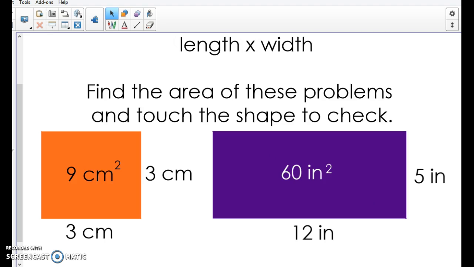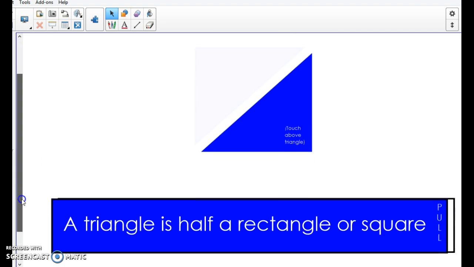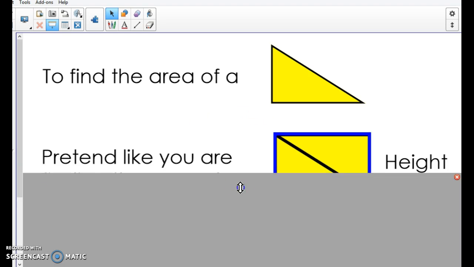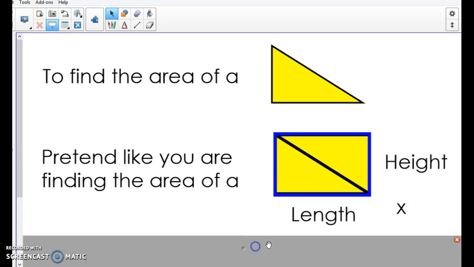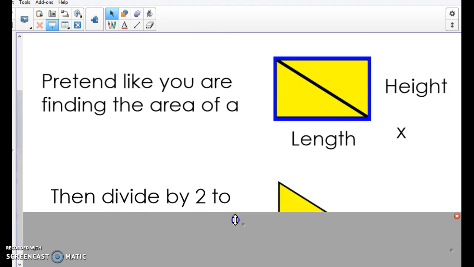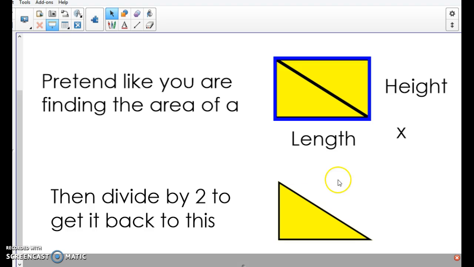So since basically a triangle is half a square, the formula is pretty similar to that. So it's length times width, and then divided by 2 or times a half, however you want to think of it. All right, so there's our triangle. It's just a picture showing you that it's pretty much just like half a square. So we find the area of a square and then we divide by 2.